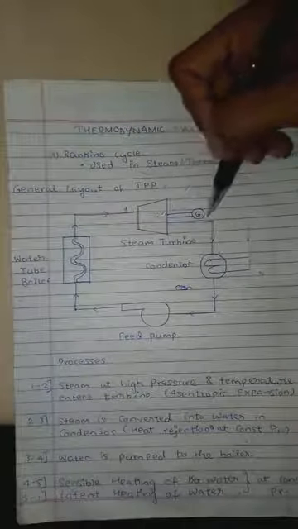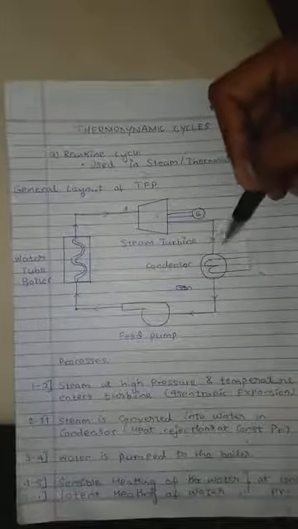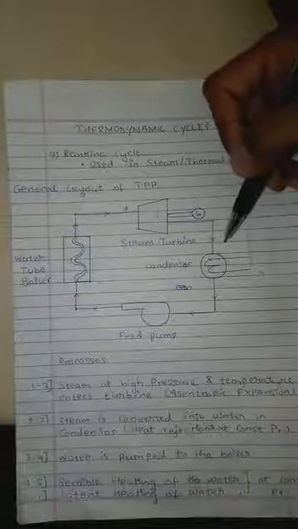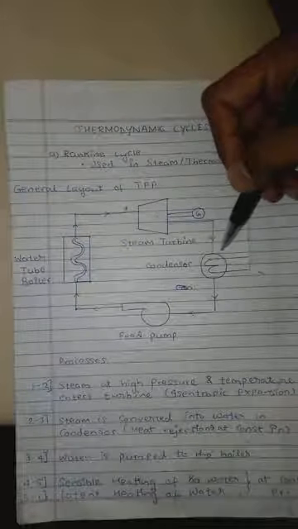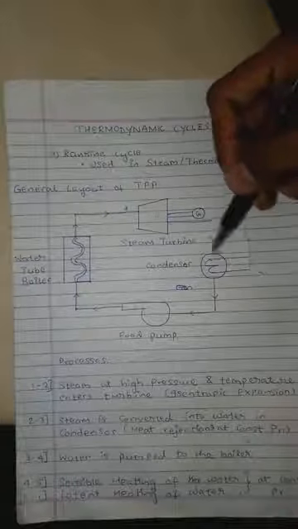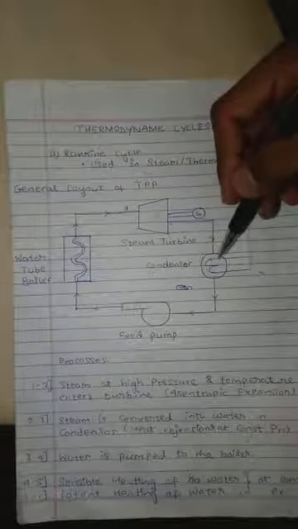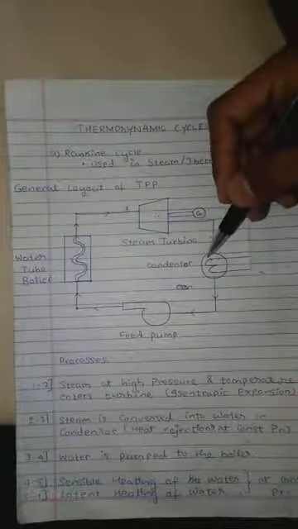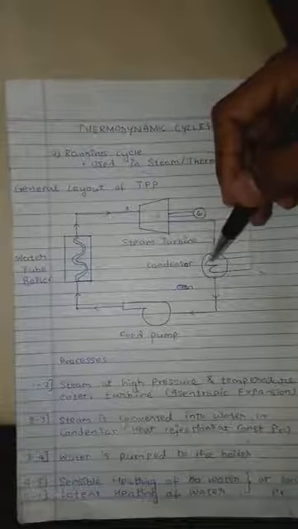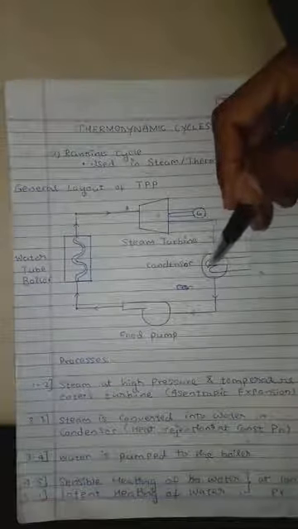Now from the turbine, the steam is fed to the condenser at the condenser pressure, and the steam will reject its heat, or steam will reject its latent heat of vaporization to the cooling water, which is equal to Q2.